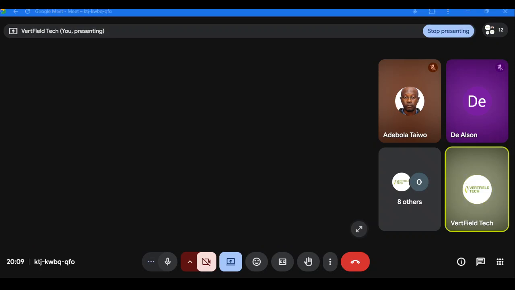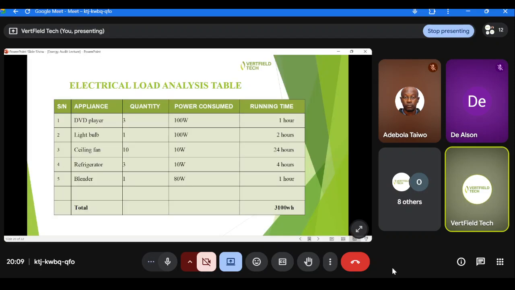3100 watt hour. And then you can now see on our electrical load analysis table that we have a total of 3100 watt hour, and that becomes the energy need of Mr. Taiwo's facility.